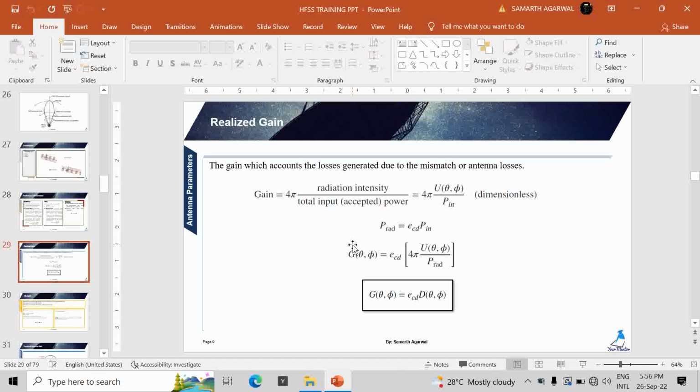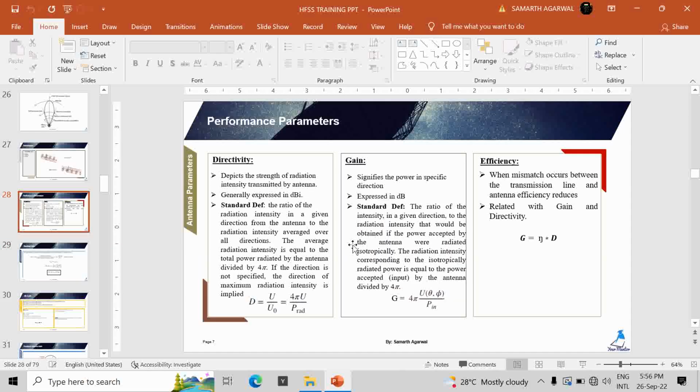But in the case of realized gain, as I have told, in CST Microwave Studio as well, we will see two types of gain, one is gain IEEE and one is realized gain. So realized gain means when the losses are also considered. Now, the relationship between this gain and directivity, which is given by the efficiency, how has it come?